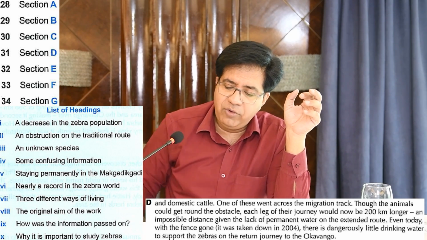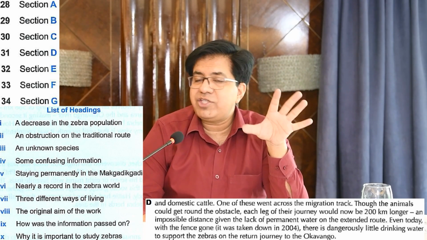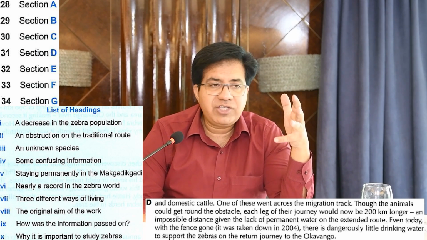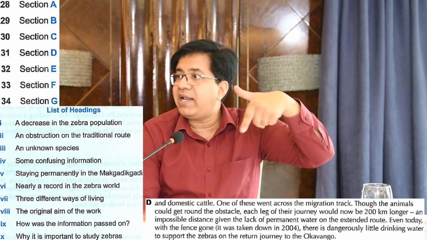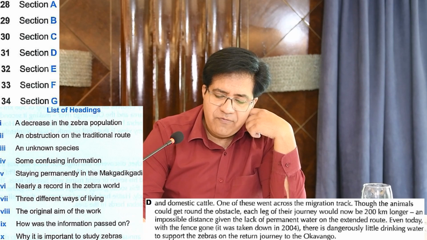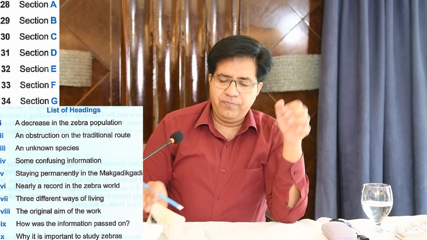So which heading will go with it? An obstruction on the traditional route. So what was the obstruction? Fence and traditional route where they used to go, and because of that they had to travel 200 kilometers more. So heading number 2 will go with question number 31, and it's D.